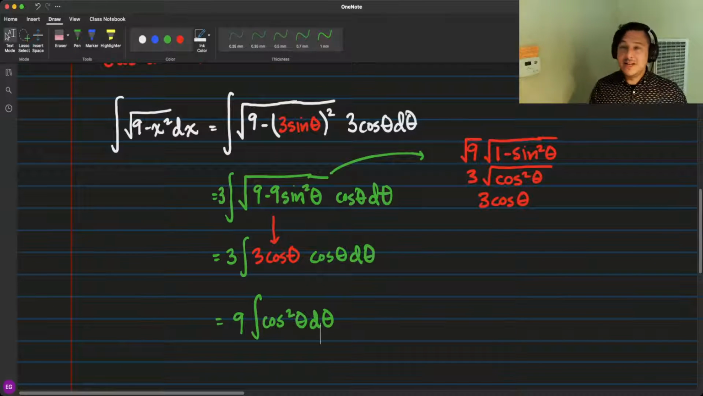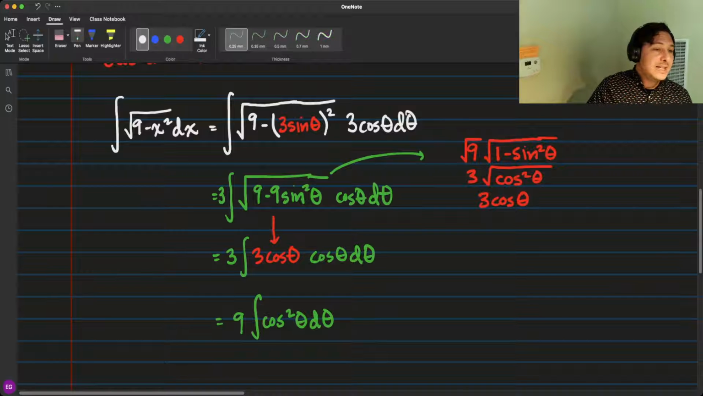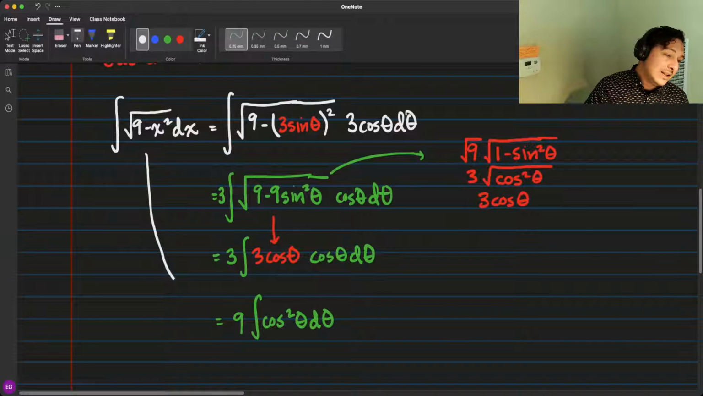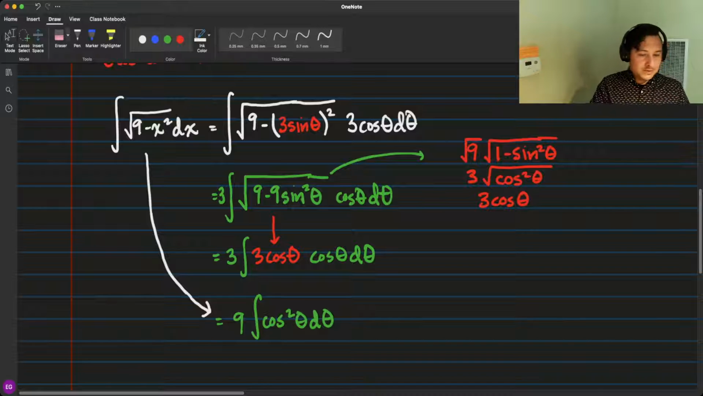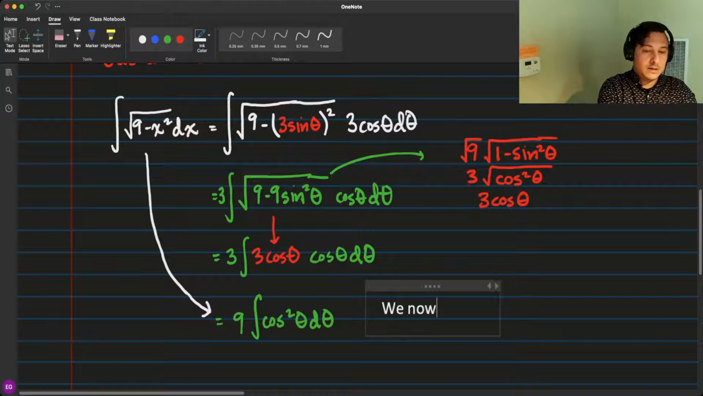Do you see how what we've done is we've successfully taken something which did not look like a trig integral, and then what do we have now? A trig integral. Okay, 1 second. I'm having technical difficulties. I want to type over here. There we go. We now have a trig integral.